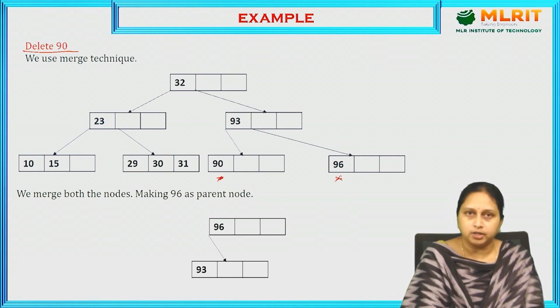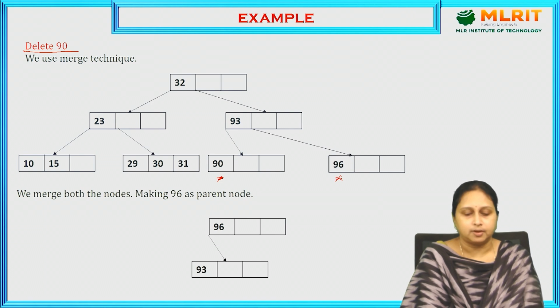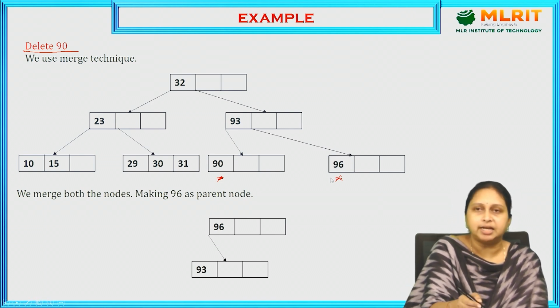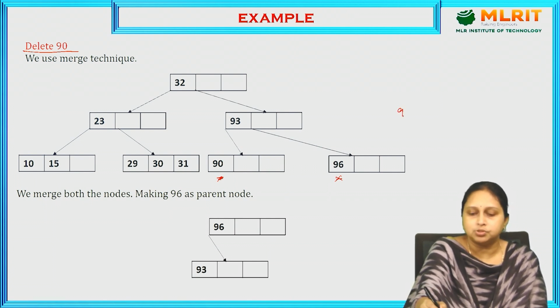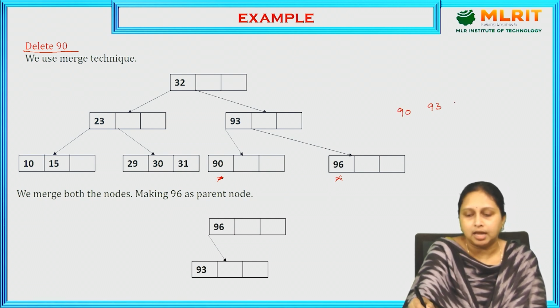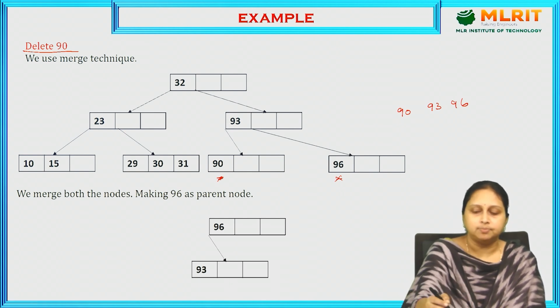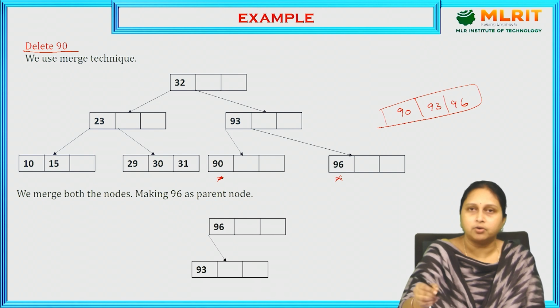So now, what do we need to do? We need to merge them. How are we going to merge it? Directly we can't merge 90 and 96. We are going to merge with the parent also. That means 90, 93 and 96, these three are going to be merged.